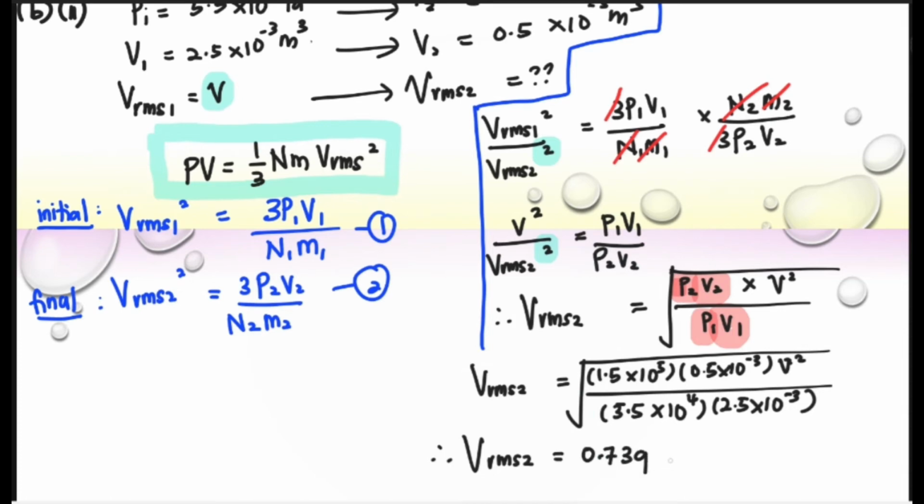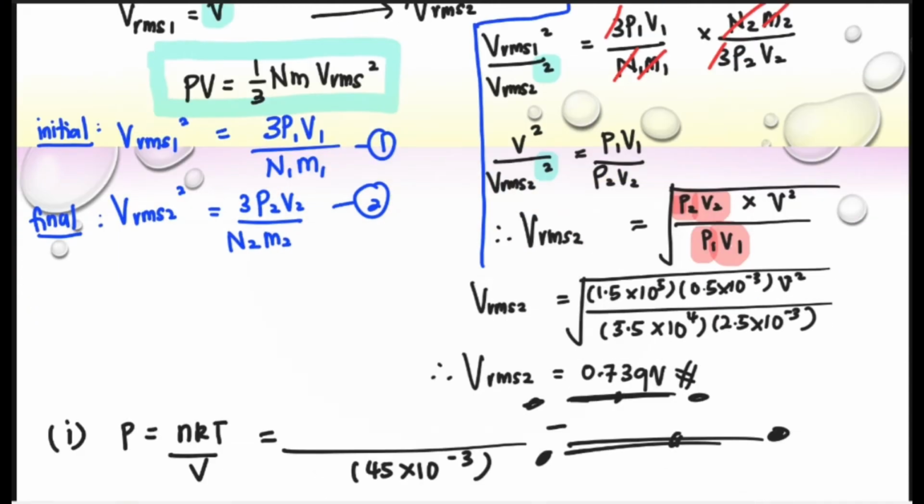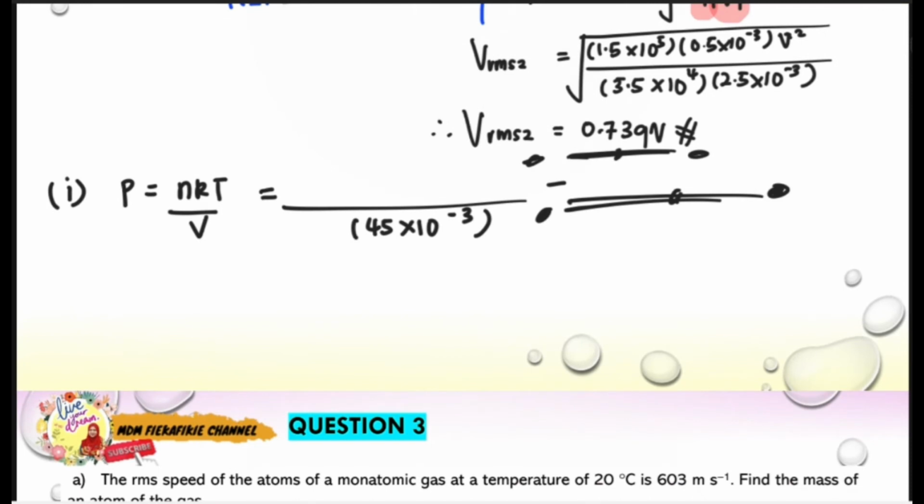Therefore, VRMS2, you akan dapat in terms of V equal to 0.739 V. Sorry, bukan volt, V. Okay, dia nak in terms of V tadi kan. Okay, so this is the answer. Okay, so finish question number 2. Okay, now let's proceed to question number 3.